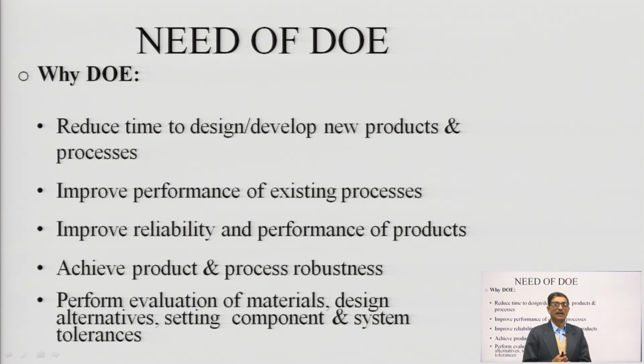As we know, there are some existing processes to develop or to produce some products, but there may be some problems in the existing process. So, with the help of good experimental design, we improve the performance of our existing process. Third, it improves reliability and performance of the products. This is another need of design of experiment. Next, it achieves product and process robustness.